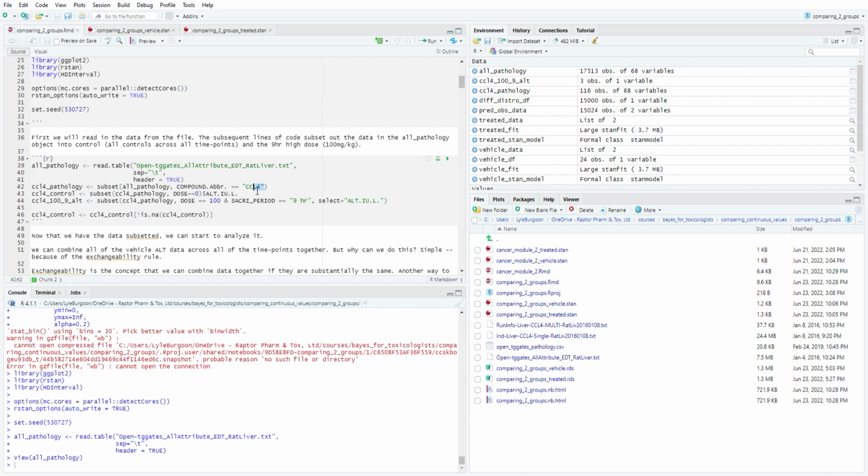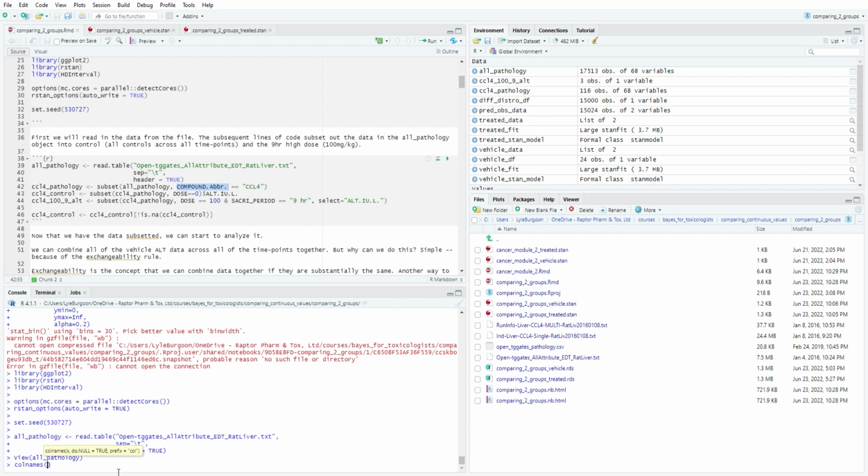We just want carbon tetrachloride, and that is the compound abbreviation right there. In order to find that, I did have to go through this file, but I did find it. So this next line here is a subset function, and the subset function says just take a part of this object, all pathology, which is what I read the file into. And then this is the column name, compound.abbr.